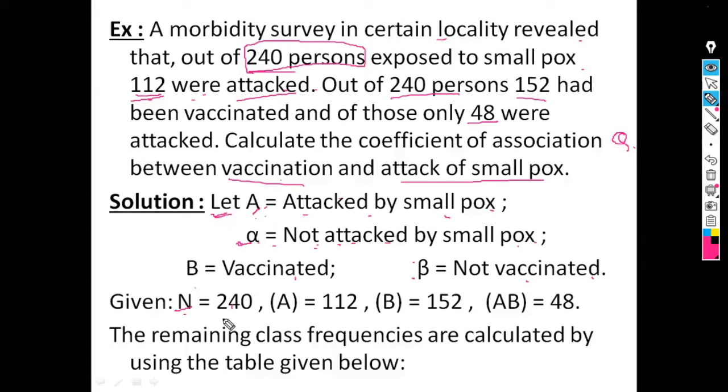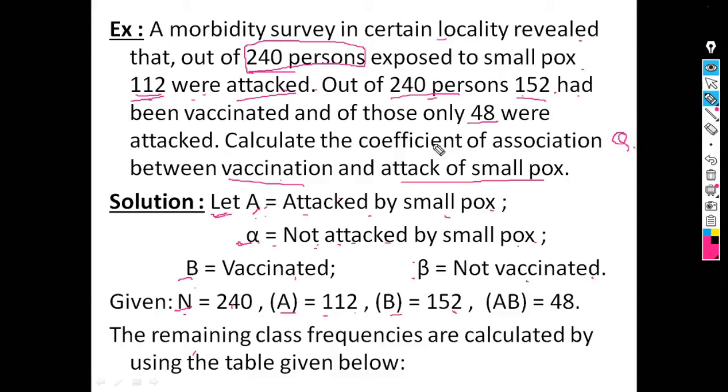So the value of attribute A, or frequency of attribute A, is 112. Again, out of 240 persons, 152 had been vaccinated. So there are 152 persons who had been vaccinated. Vaccinated is denoted by attribute B, so the frequency of attribute B is 152.